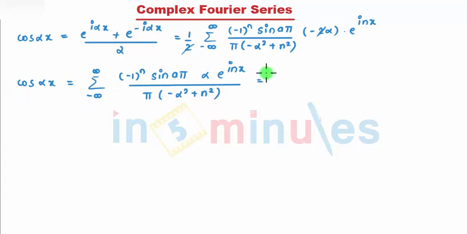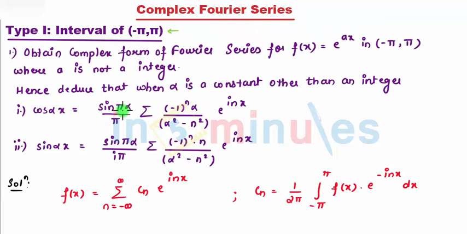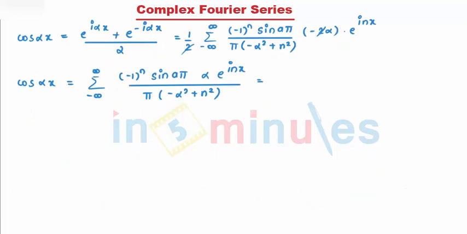I just write the term. See, in what we wanted to deduce, we wanted sine alpha pi by pi outside, and the rest of the term minus 1 raised to n, alpha square minus n square, e raised to i nx. How will we get that? Just check. You can easily see there is a minus sign here. So now I take minus common from the denominator and this minus gets cancelled.